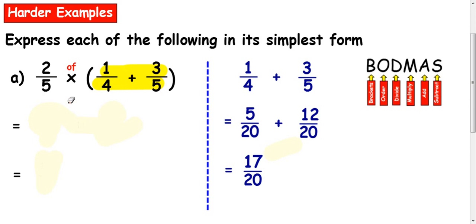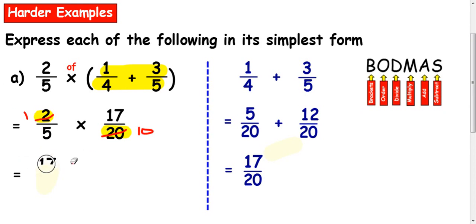So really what we're doing here is we're doing 2/5 times 17/20. So I'm going to write that down. 2/5 times 17/20. At this point I want to look for diagonal pairs I can cancel out. The 2 and the 20 are in the same times table, so I'm going to do that to make this easier. So that can divide by 2 to be 1, and that can divide by 2 to be 10. So if I just do my multiplication, 1 times 17 is 17, and 5 times 10 is 50, and I'm finished.